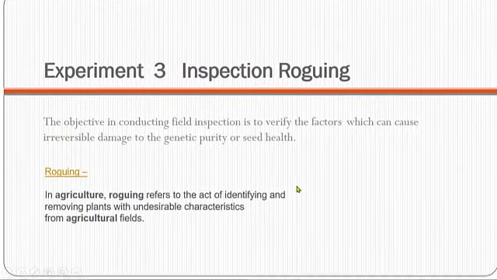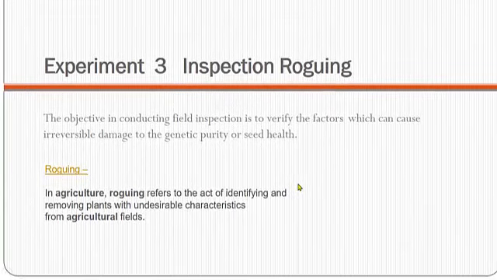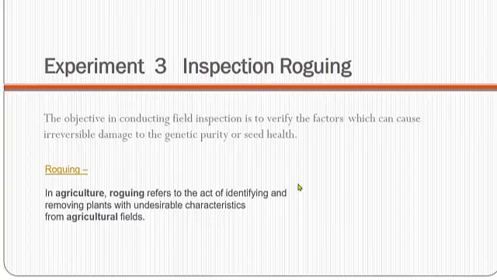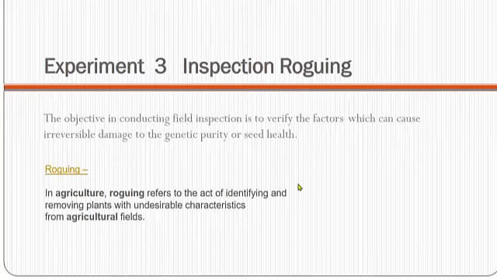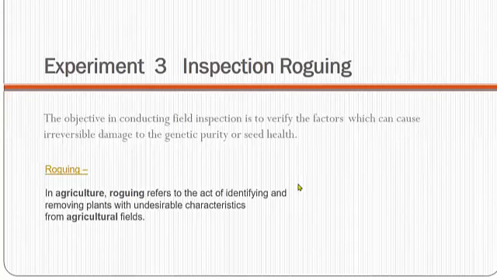Inspection at various stages of the crop, and to identify the unwanted weeds or unwanted crops along with the original crops. So this is going to save the crops from the contamination of other genetical health or other kinds of problems. That's why this is a written objective in the management field inspection: to verify the crop which can cause irreversible damage to the genetic purity or seed health.